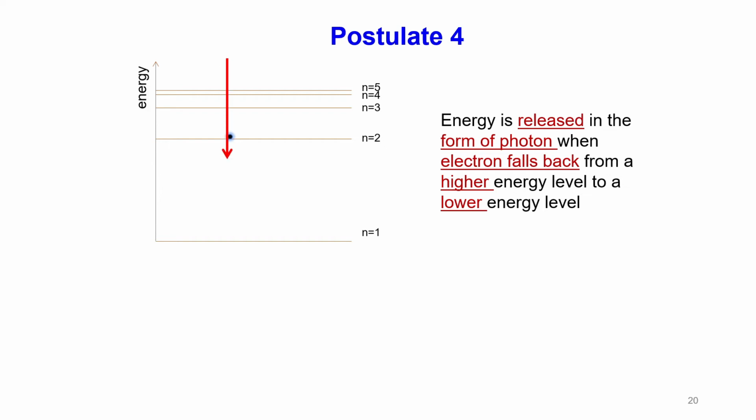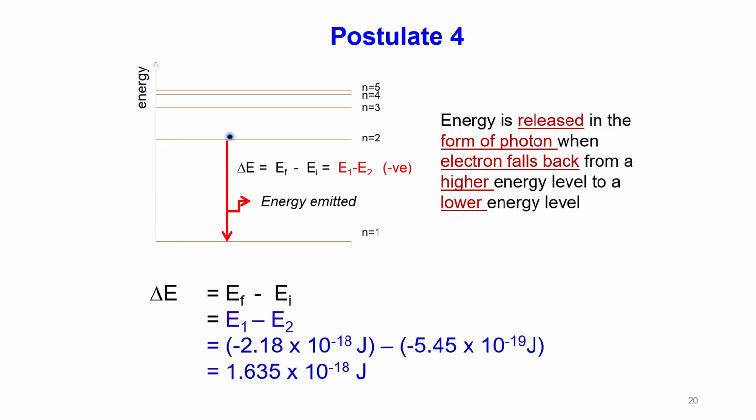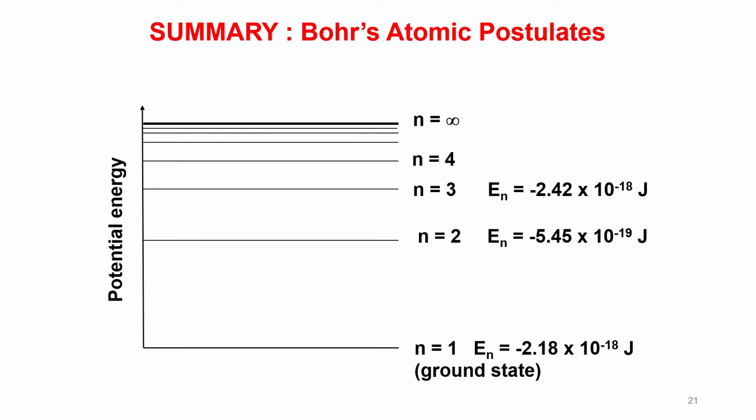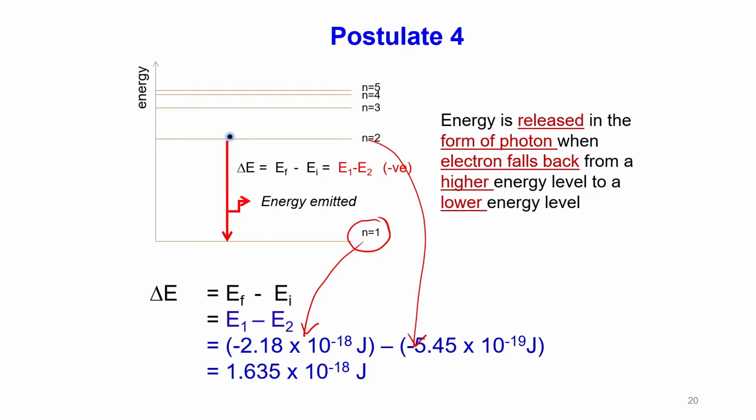Kita tengok energy dia akan fall kepada n is equal to 1. Energy is emitted. Tenaga dibebaskan. Jadi delta E, E final minus E initial. So final dia tadi dekat mana? Dia jatuh pergi n is equal to 1, right? So n is equal to 1, the value is negative 2.18. N is equal to 2, the value is negative 5.45. So this is the difference in the energy.